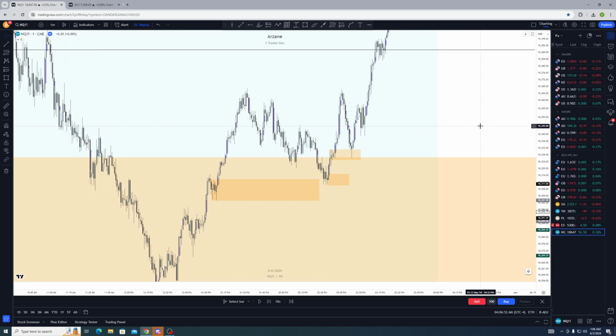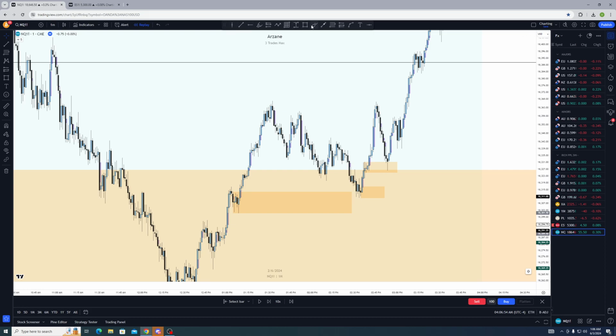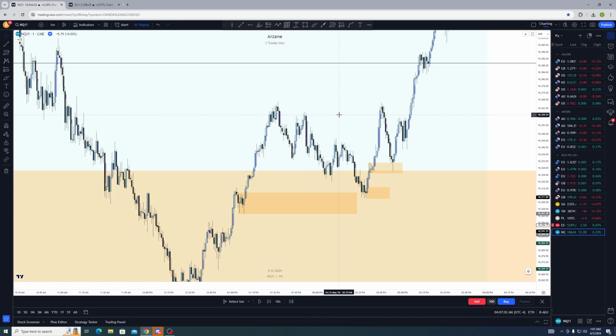I don't really look at structure too heavy. I don't visually see, okay, push up, come back, push up, come back, okay, that's a break or not a break. I look at what's holding and what's not.